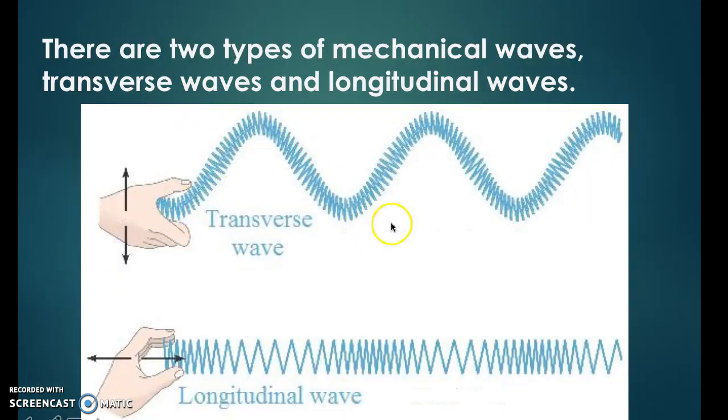We have transverse waves and longitudinal waves. A transverse wave is where the particles are moving up and down. They're oscillating up and down. In a longitudinal wave, they're oscillating parallel to the direction the energy is traveling, or, for the transverse wave, we would say perpendicular.